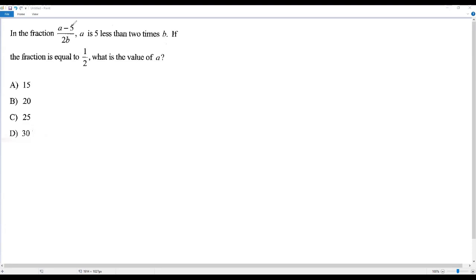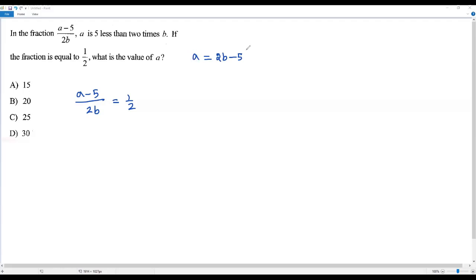Okay, here we have a fraction (a − 5)/(2b), and this fraction is equal to 1/2. Since this fraction is equal to 1/2, we can write it as an equation: (a − 5)/(2b) = 1/2. And there is another piece of information about a: a is 5 less than 2 times b. 5 less than means this 5 has to be subtracted from 2 times b, that is, a = 2b − 5. Okay, here I got the expression that is equal to a.